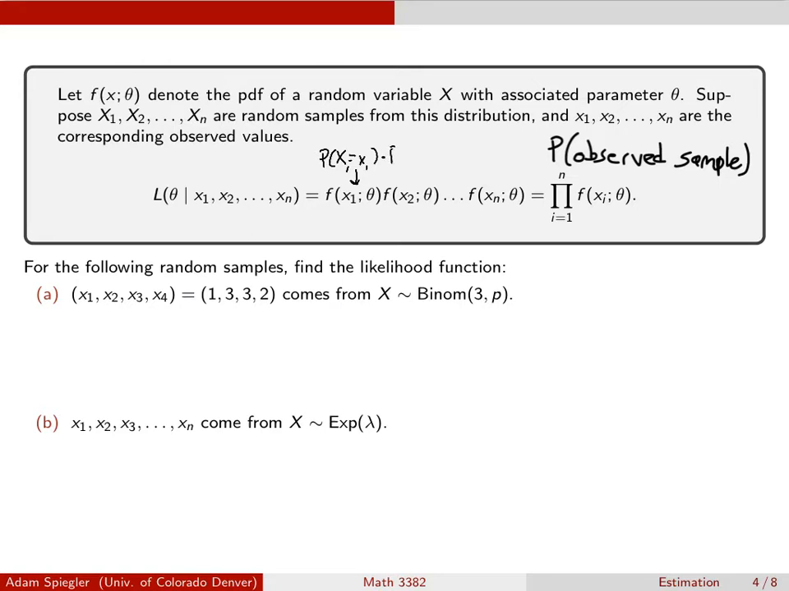Then we would multiply that, if they're picked independently, times the probability that the second x value is equal to whatever x2 is. And we would multiply all of them out, stopping with the very last observation, which is that the nth one is equal to x sub n. So this likelihood function L is calculating the probability of getting the observed sample, and these calculations are going to depend on the value of theta.